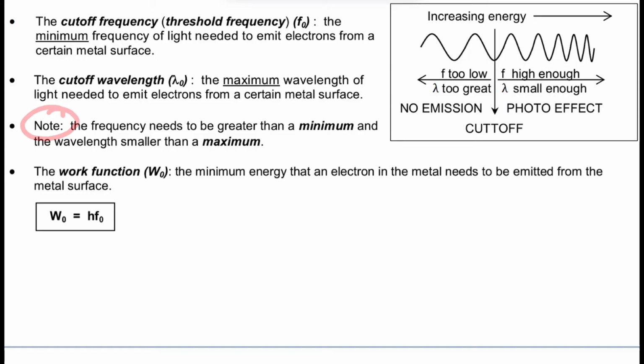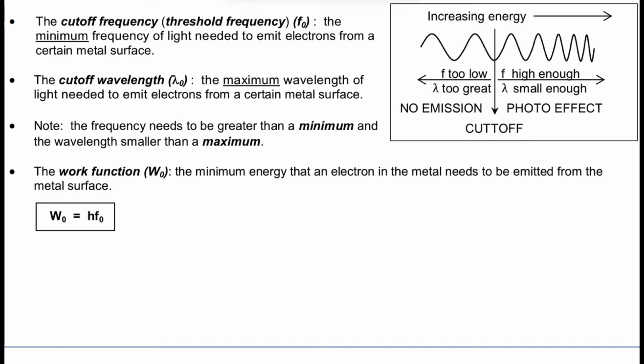Now, very important to note, the frequency needs to be greater than a minimum, and the wavelength needs to be smaller than the maximum. Very important. We have the energy that we call the work function that the electrons need to be ejected from the metal surface. The work function is the minimum energy that the electrons in the metal need to be emitted from a metal surface.